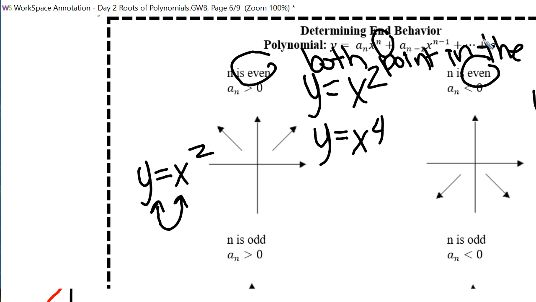So if you had x to the second, x to the fourth, x to the sixth for the highest power, they're both going to point in the same direction. So they both point up or they both point down. You need to be actively taking notes.